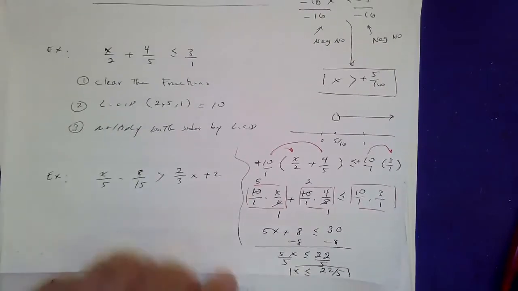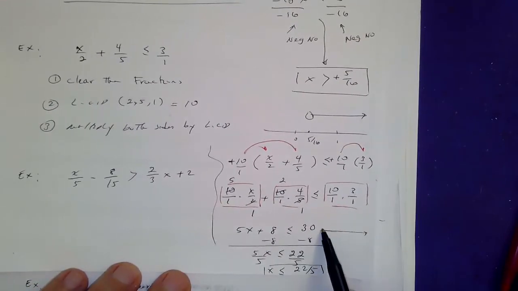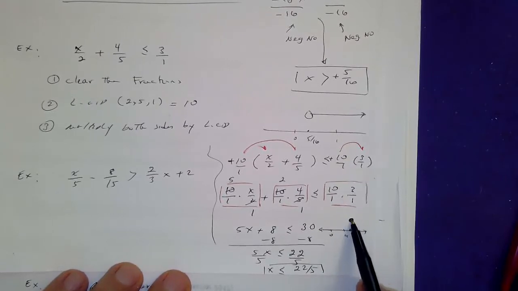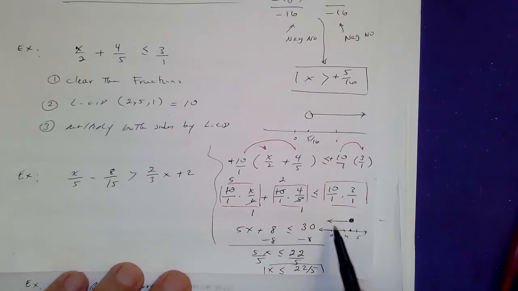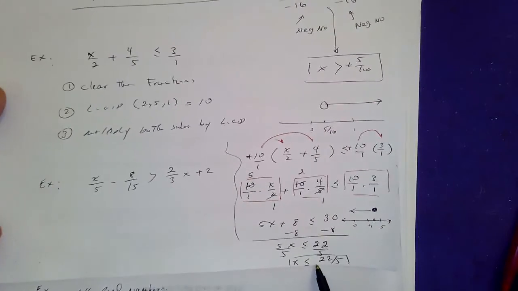22 over 5 is 4 something. So just go on a number line. Here's 0, here's 4, here's 5, somewhere out here. Just put a closed dot and the arrow goes left. Do you see it? And it's a closed dot because we have an equal sign.